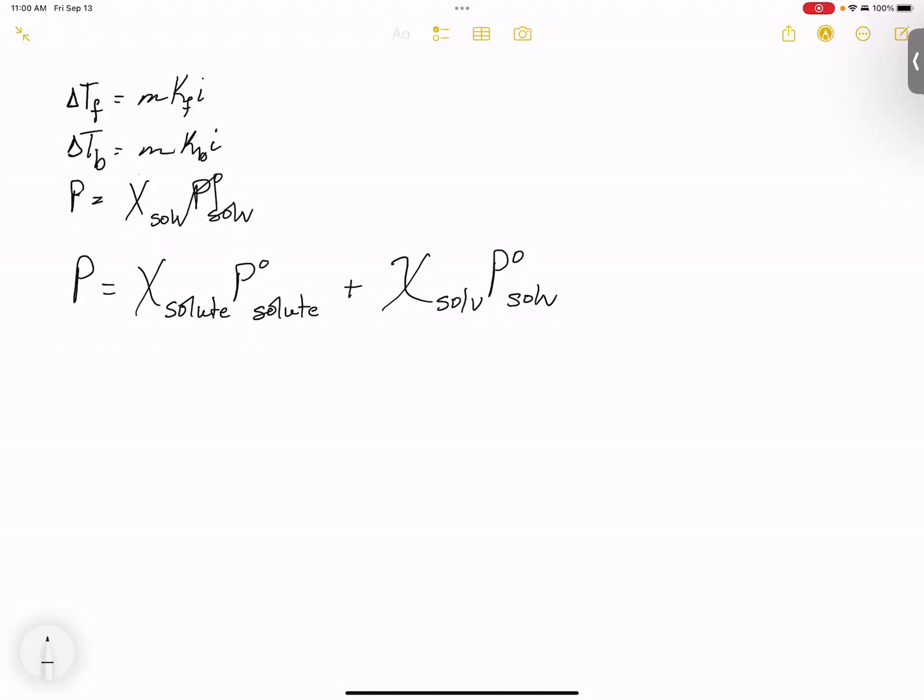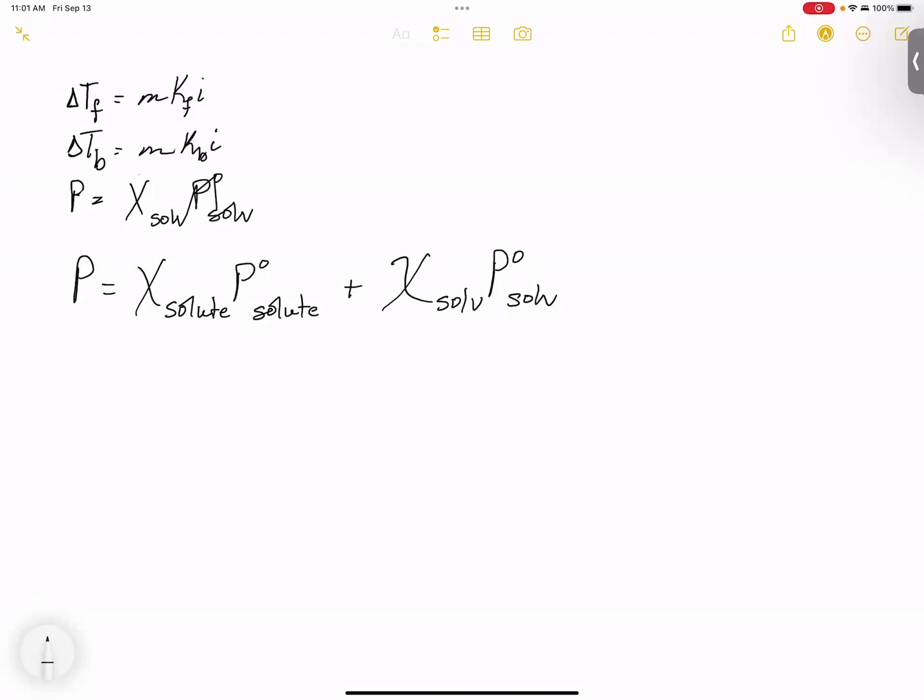What I'm going to do today is start with a couple of example problems related to what we were discussing on Wednesday, which is the change in the freezing point of the solvent once you've added a solute, and the change in the boiling point of a solvent once you've added a solute. And then we're also going to look at a problem dealing with the change in pressure.